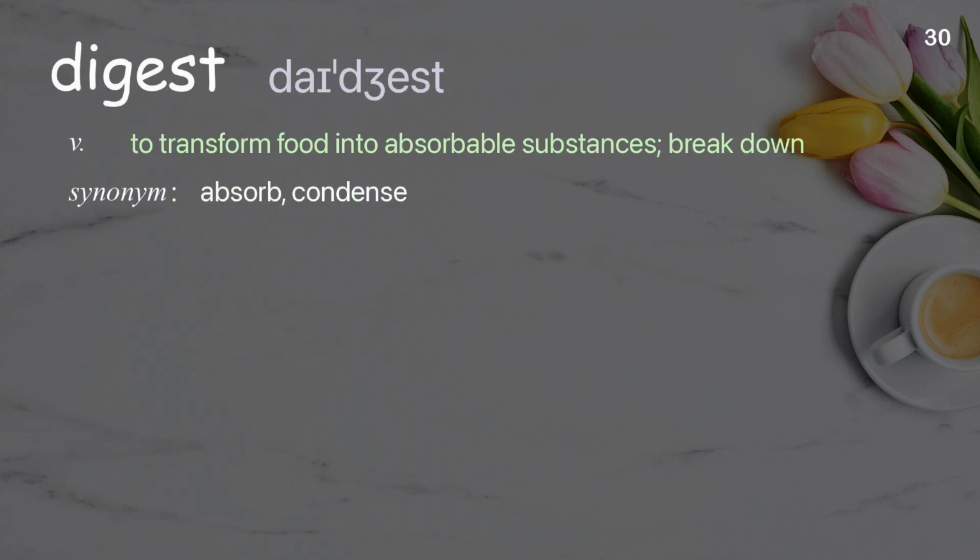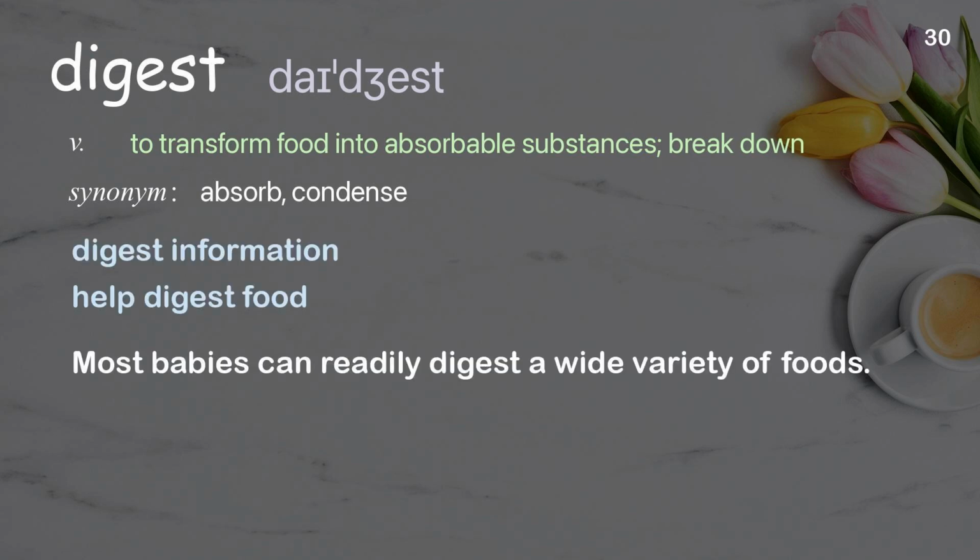Digest. To transform food into absorbable substances, break down. Examples: Digest information. Help digest food. Most babies can readily digest a broad variety of foods.